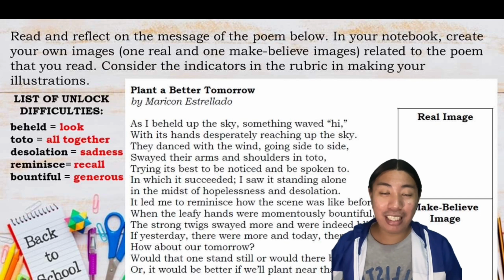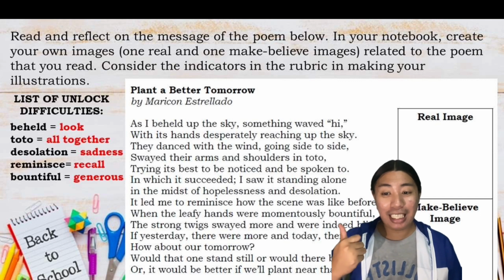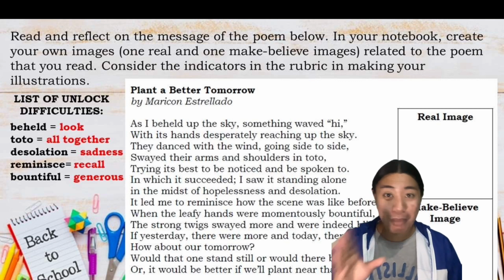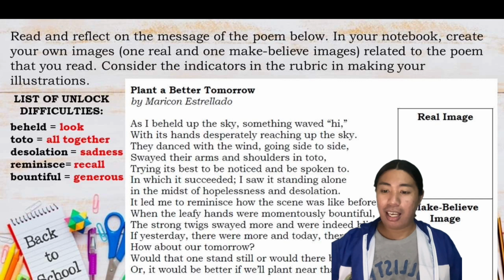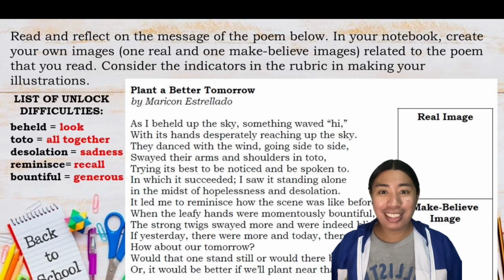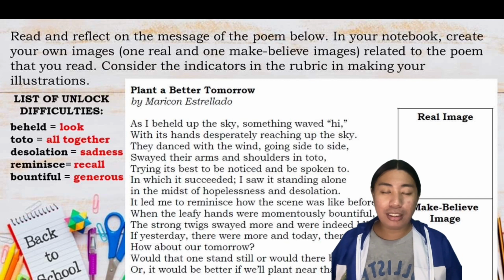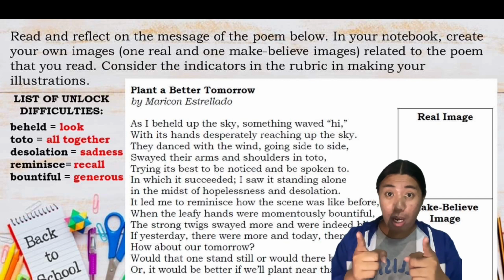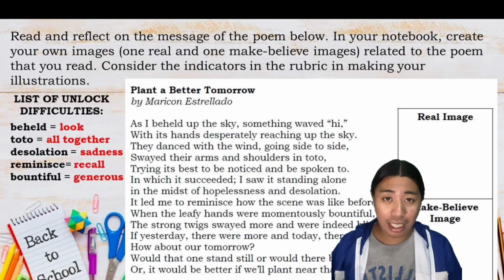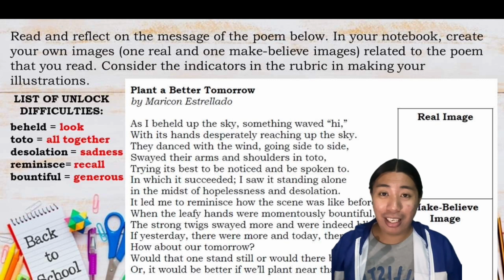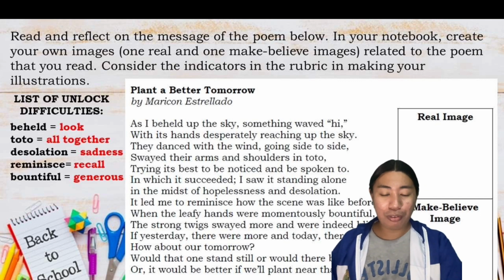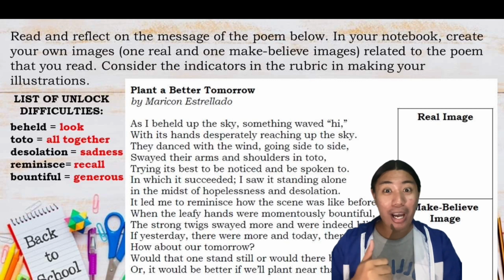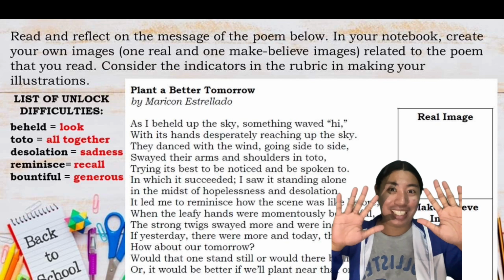Okay, so before you read the poem, please do refer sa list of unlocked difficulties sa mga iba't ibang meaning ng mga difficult words. So beheld means look, together means altogether, desolation means sadness, reminisce means recall, and bountiful means generous. So, read it properly. You need to read it with comprehension. This time, kayo ang gagawa nun. I'm not gonna read na and I'm not gonna explain it to you because it's your way of practicing your reading and comprehension. So, draw lang and do not forget to follow yung ating rubrics para makuha nyo ang perfect score na 10 points. Okay?